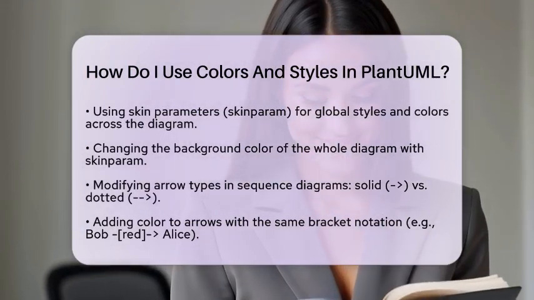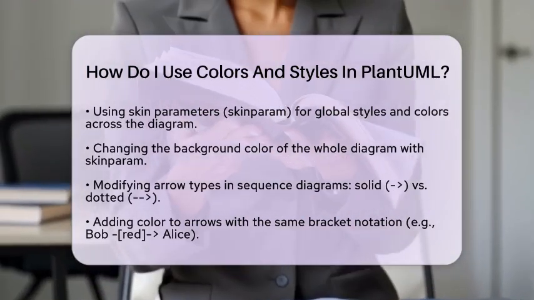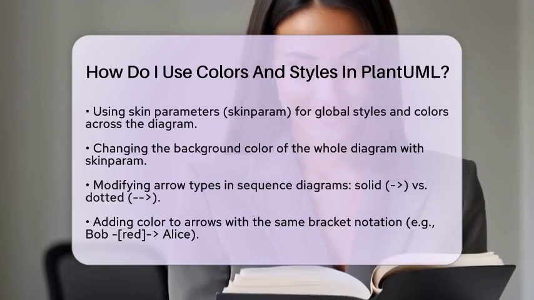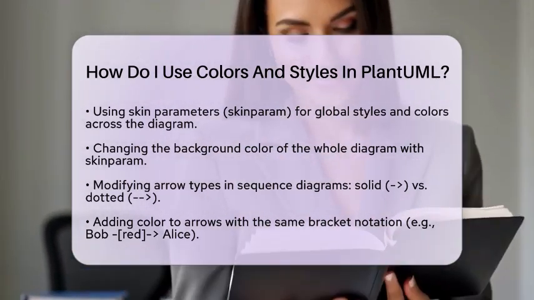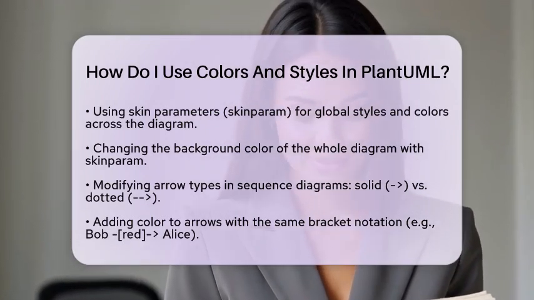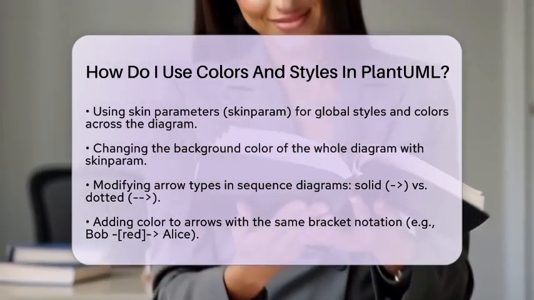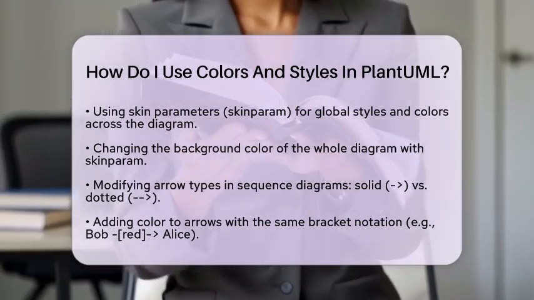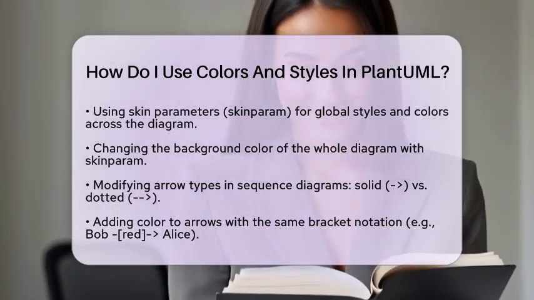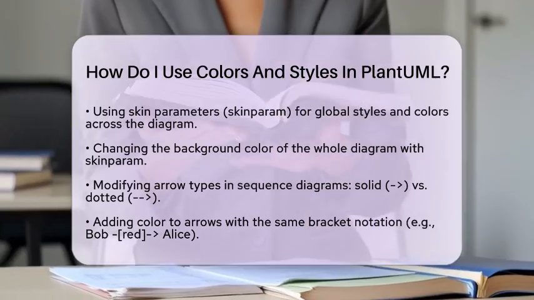Now, let's discuss skin parameters for consistent styling. PlantUML allows you to set global styles and colors for your entire diagram using skinparam. For instance, if you want to change the background color of the whole diagram, you would write skinparam backgroundColor #EEBBDD. You can also set colors for specific parts like arrows and fonts to keep a consistent look throughout your diagrams.